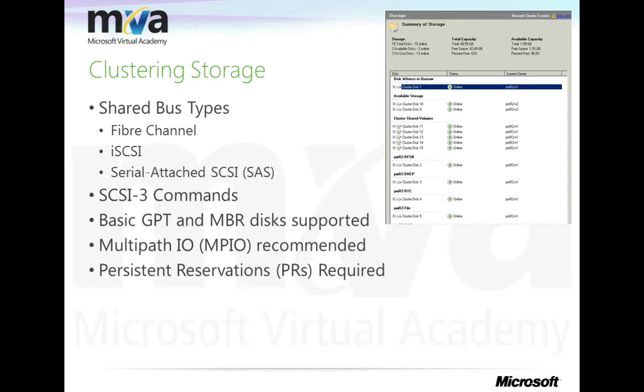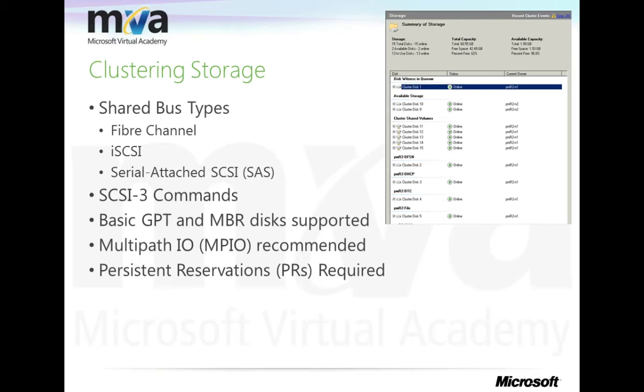However, by requiring shared storage, and by us storing this application data in the shared storage, any node can start an application or service at any time, regardless of the availability of other nodes in the cluster. With the storage area network, clustering supports 3 shared bus types: Fiber Channel, iSCSI, and Serial Attached SCSI.